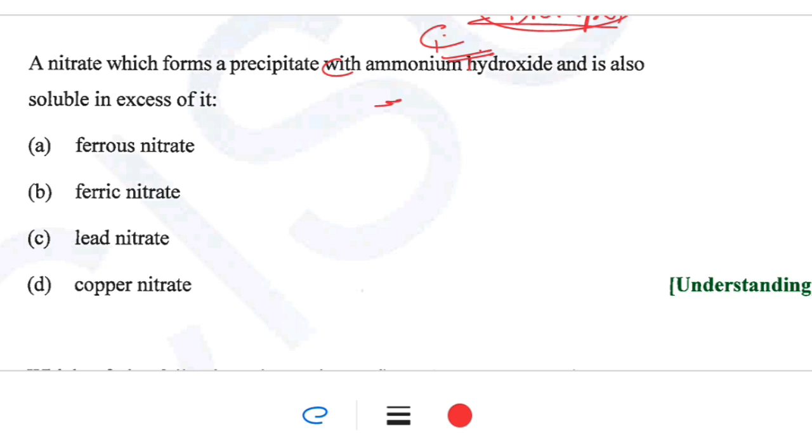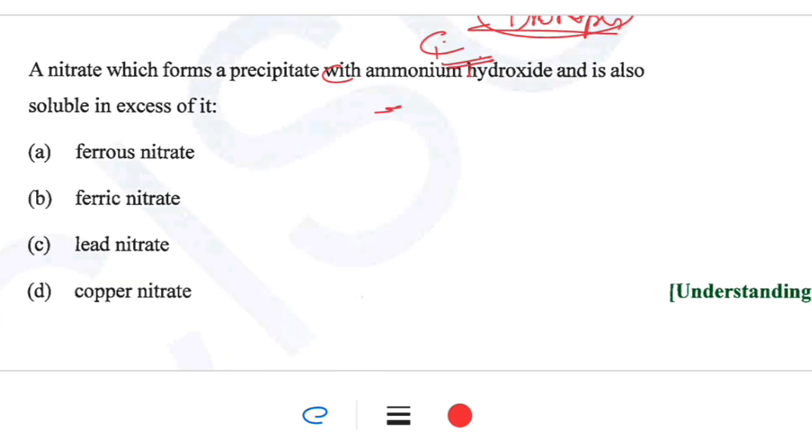So we know that generally copper nitrate is soluble in ammonium hydroxide. So option D is the correct answer over here.